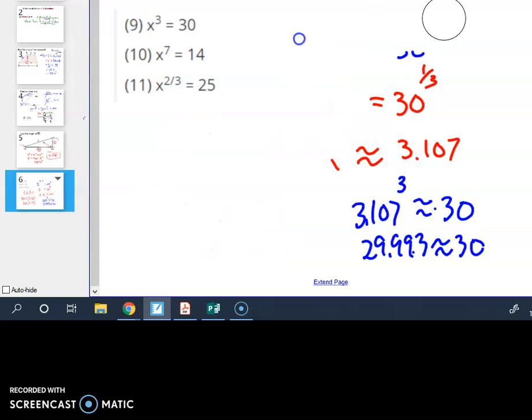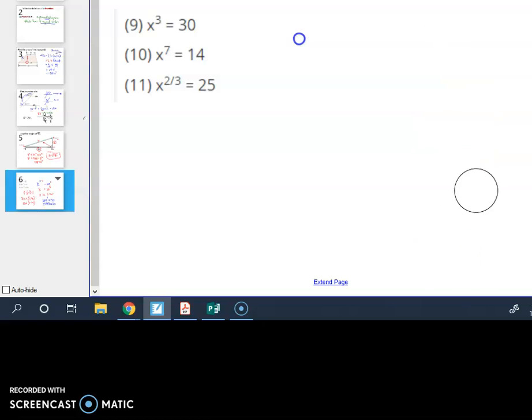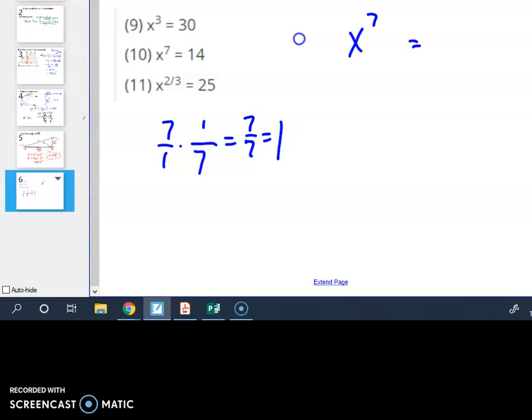All right, so in problem number 10, my exponent is 7, so basically 7 over 1 times something, and I want the answer to give me a fraction that's going to equal 1. So that's basically 7/7. So I'm going to multiply again by its reciprocal. So x to the 7th is equal to 14. I chose this problem because quite often students see the 7 and 14 and think, oh, the answer is 2. But actually 2 to the 7th power is much larger than 14.